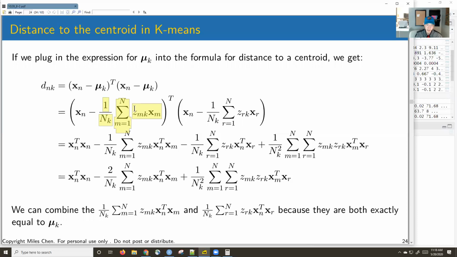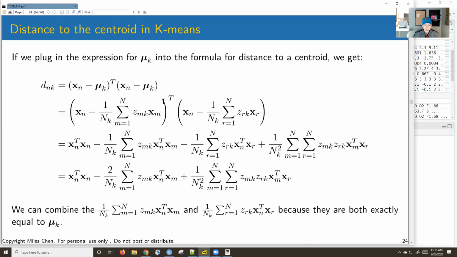All right, and technically I've got a product of two things, and I'm going to end up having a double sum. So I'm going to use different subscripts, subscript m and subscript r. I think I'm following the book notation there, okay? And so here, I'm expressing the distance from point n to the centroid of cluster K as the product of all of these things, where mu sub k has been replaced by this, okay?